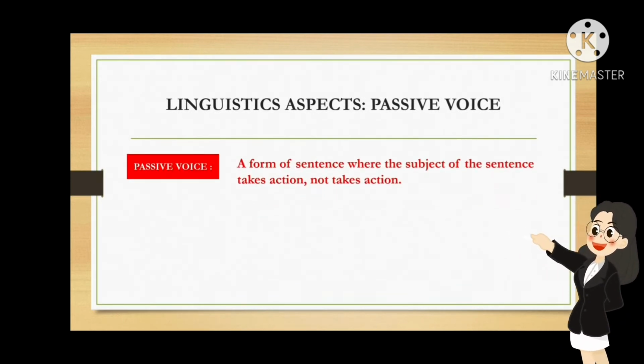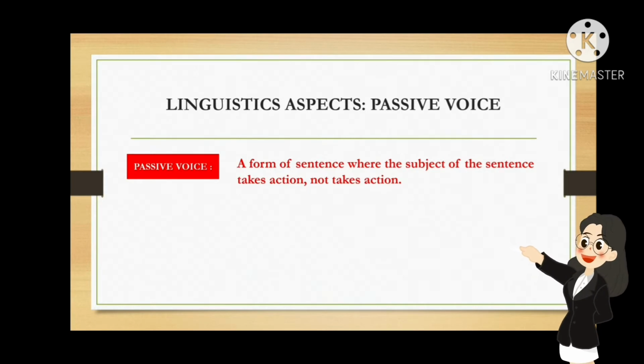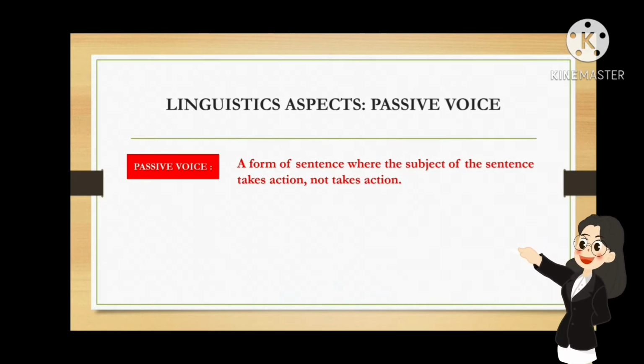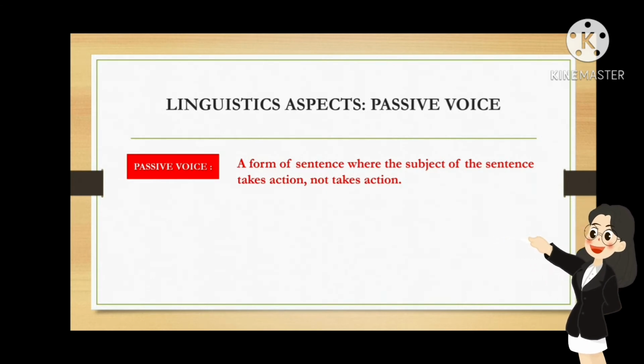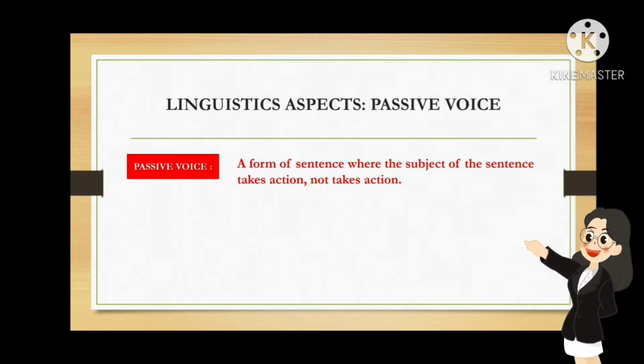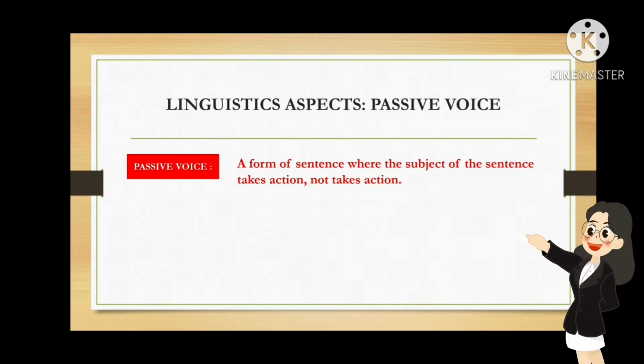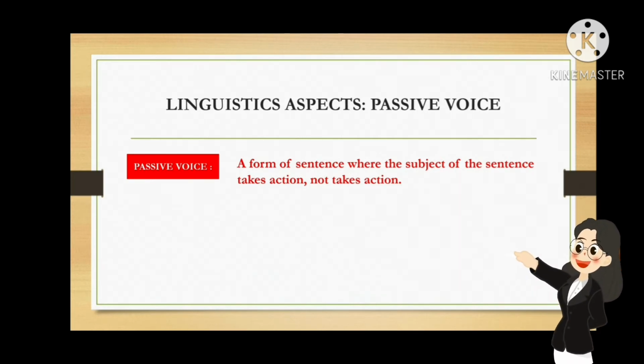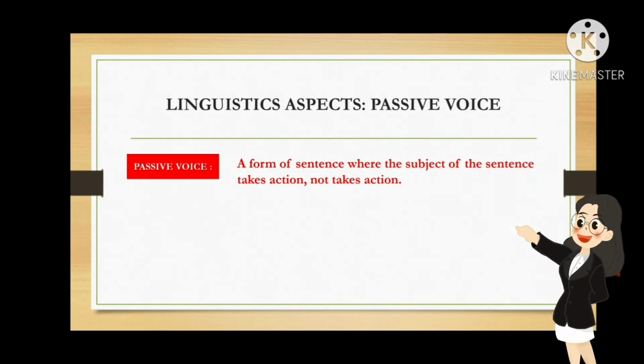Passive voice is a form of sentence where the subject of the sentence receives the action, not takes the action. In general, written sentence patterns are divided into two types, namely active sentence and passive sentence. These two sentences, when applied, can have the same meaning.